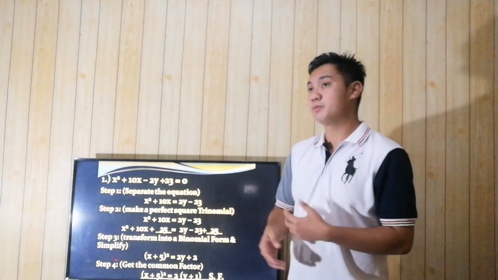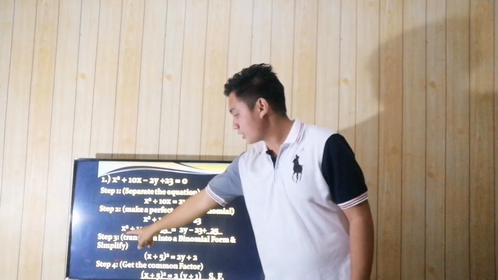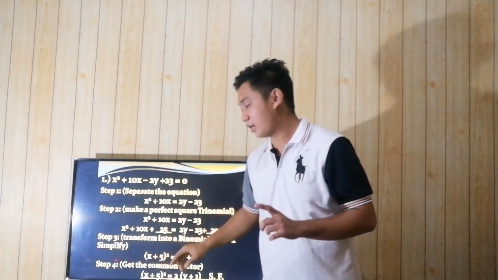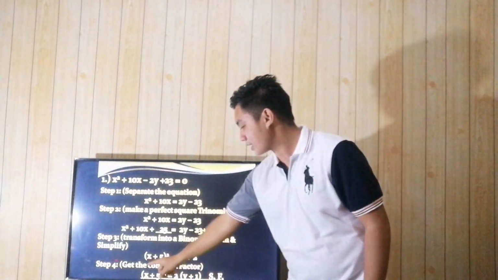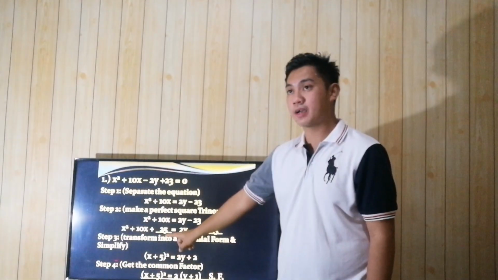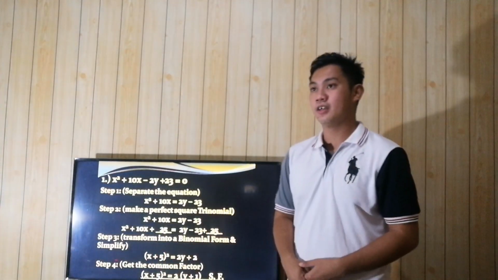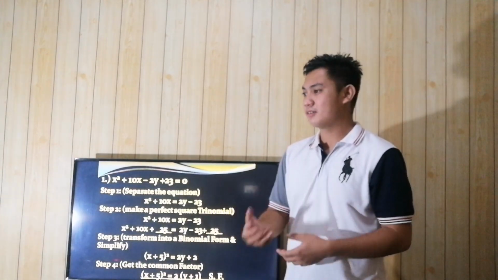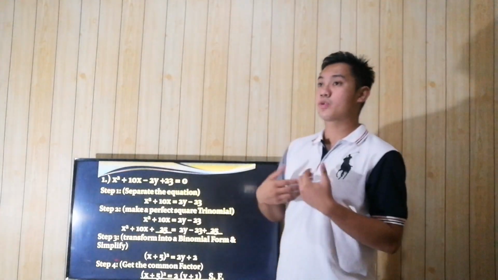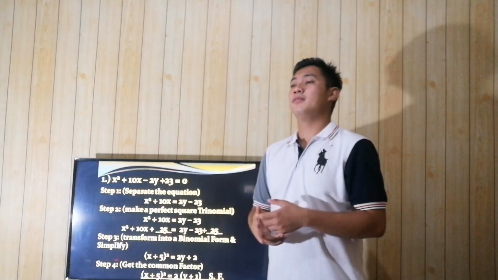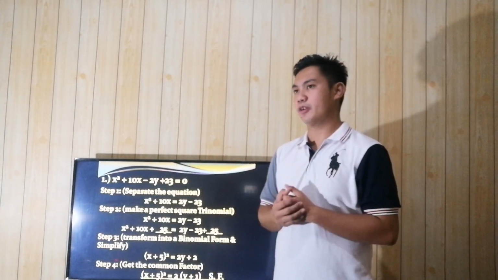So, paano ba mag-transform into a binomial form? Ganito lang yan. So, square root of x squared, the first term and the last term lang. So, unahin naman natin ang first term. Square root of x squared is x. So, we have x. The square root of 25 equals 5. Then, parenthesis squared. Yun lang ang pang-procedure ng binomial form. We have to square the first term and the last term. And then parenthesis squared. Yun na ang binomial form.